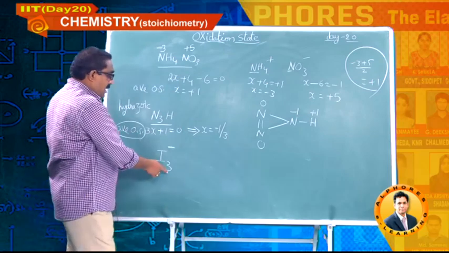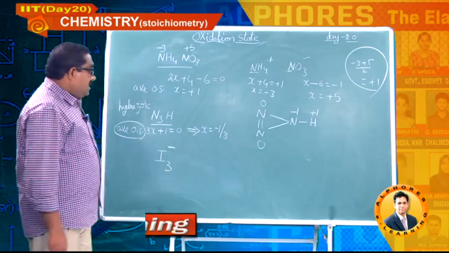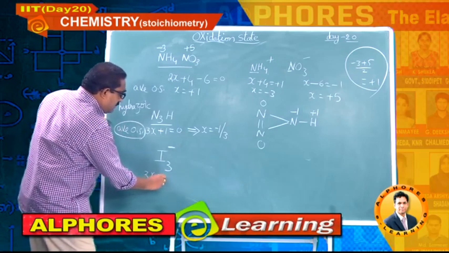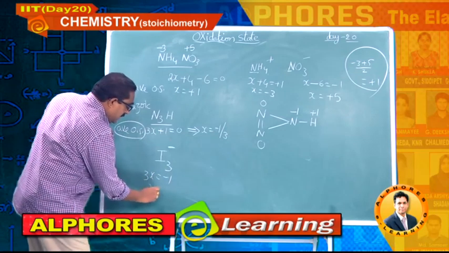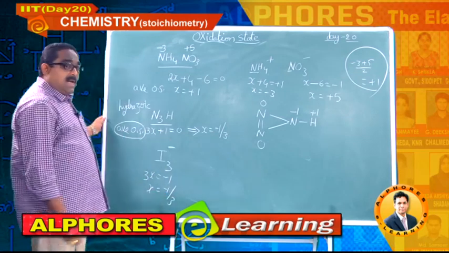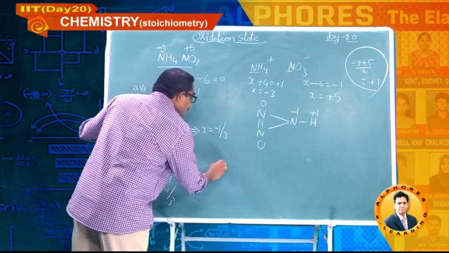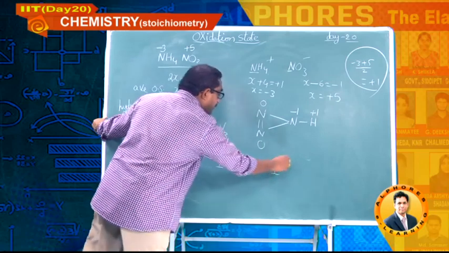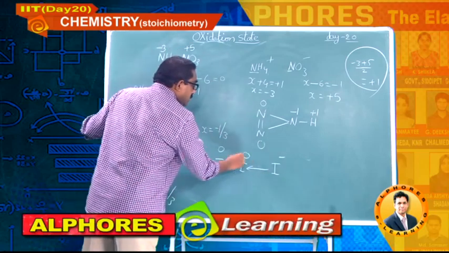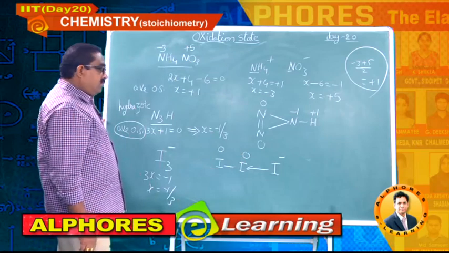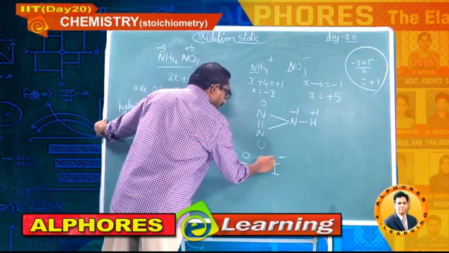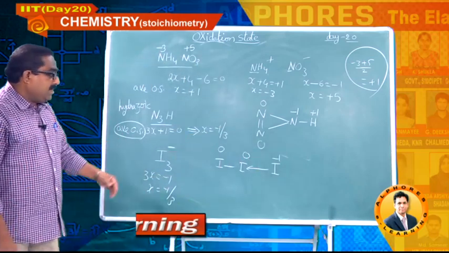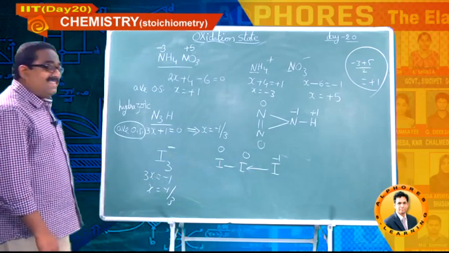Coming to the triiodide ion. Here also simply you can write for iodine 3x equal to minus 1, the charge present, so x equal to minus 1 by 3. Let me write down the bonding. I, minus, 0, 0. This is minus 1 here itself. So, average again you will get as minus 1 by 3.